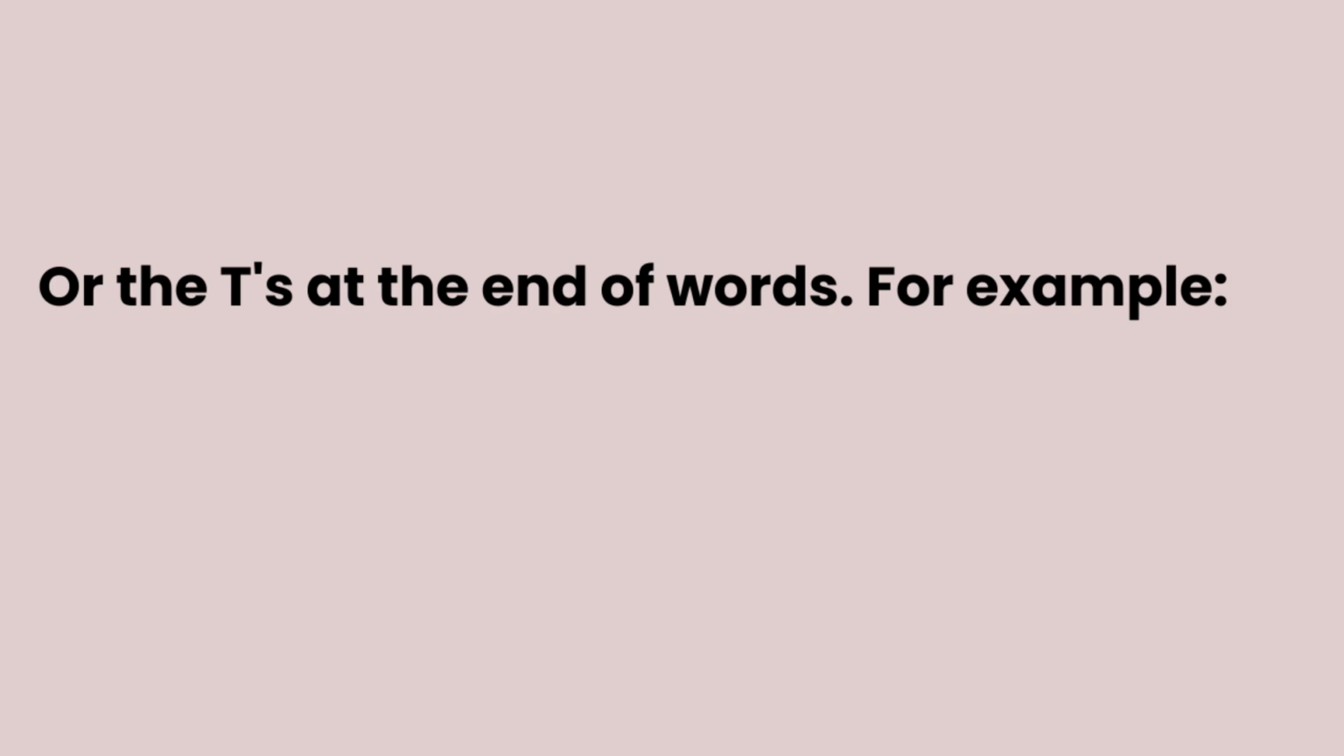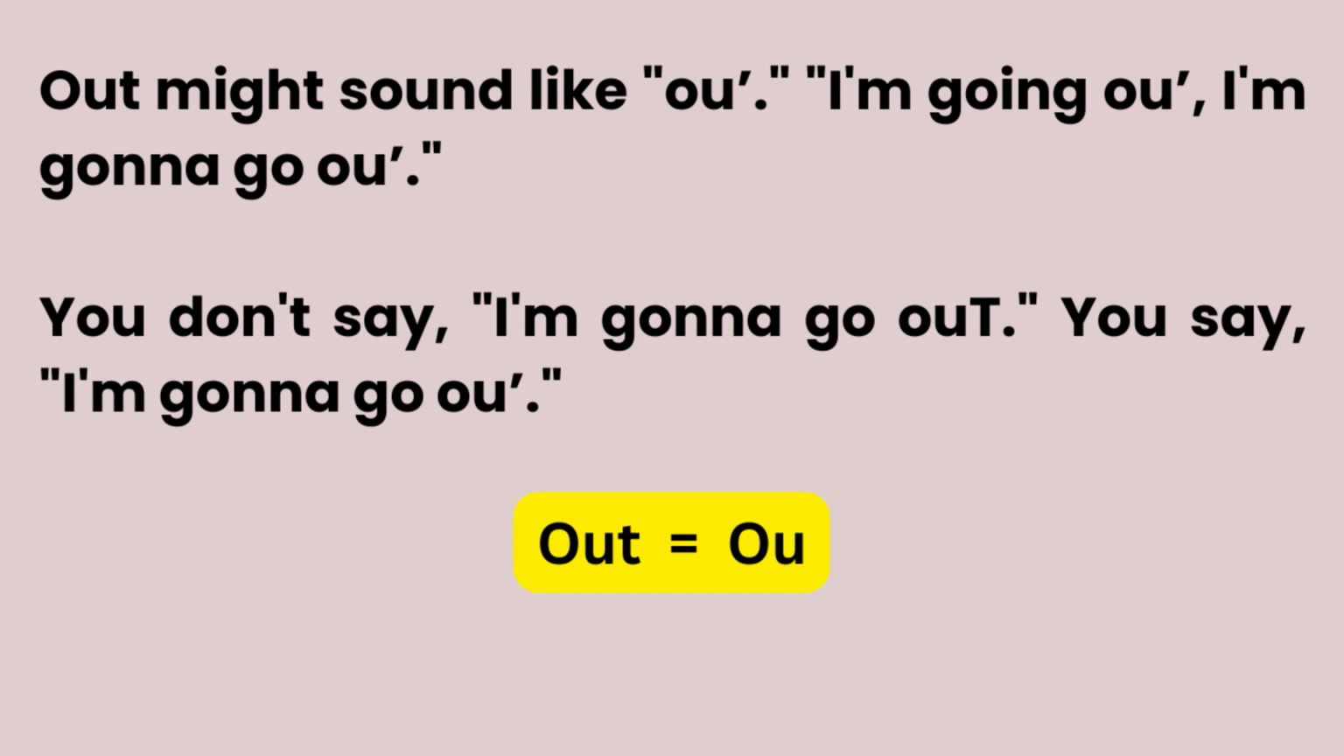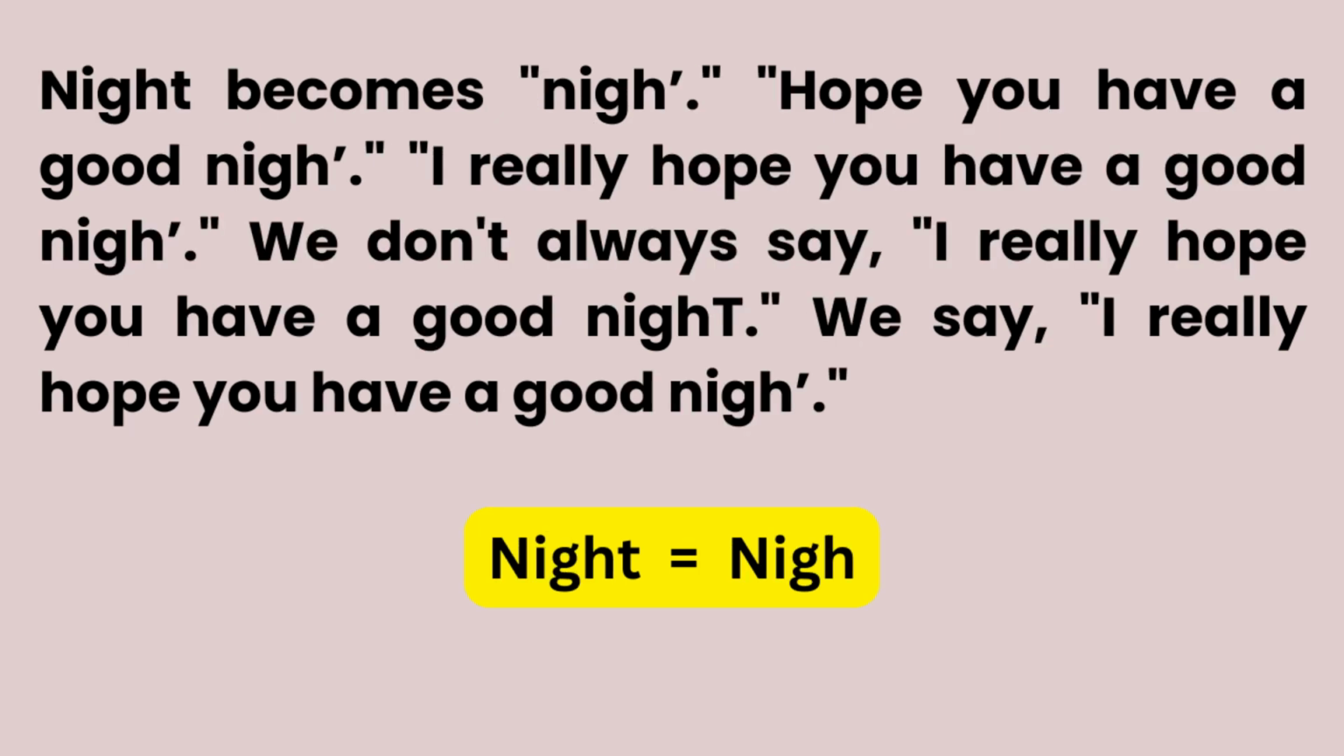Or the T's at the end of words. For example, out might sound like ou'. I'm going out. I'm gonna go out. You don't say, I'm gonna go out with a strong T. You say, I'm gonna go ou'. Night becomes nigh. Hope you have a good night. I really hope you have a good night. We don't always say the T in, I really hope you have a good night.